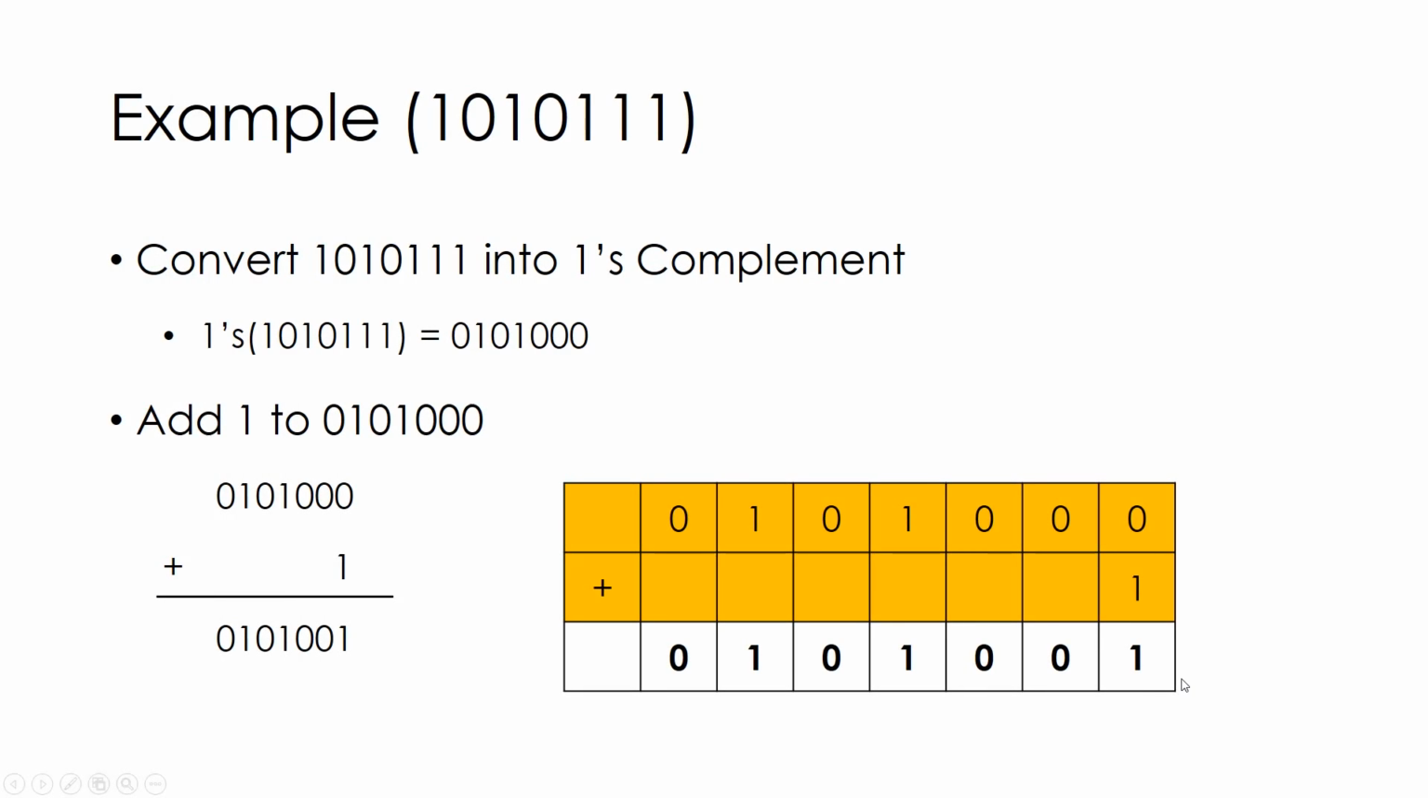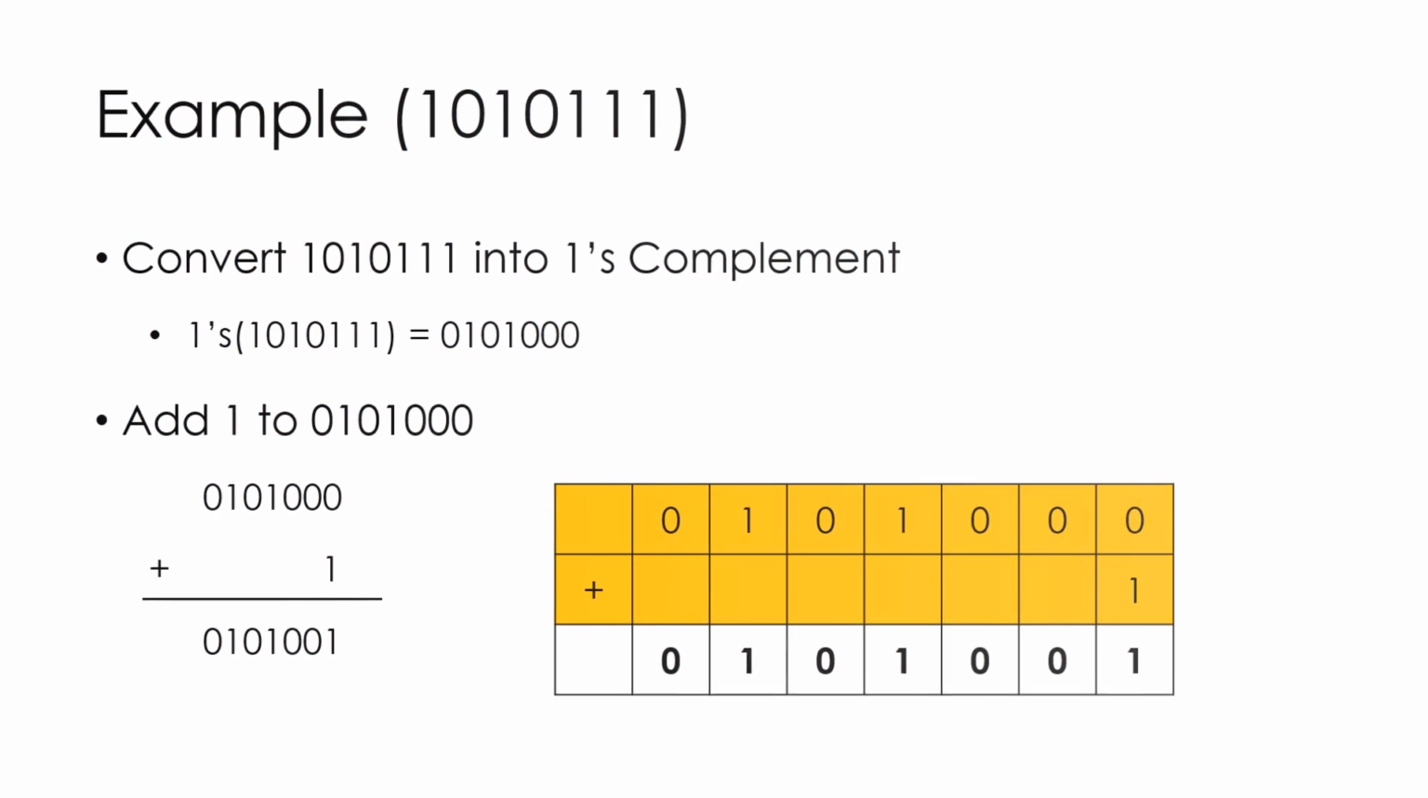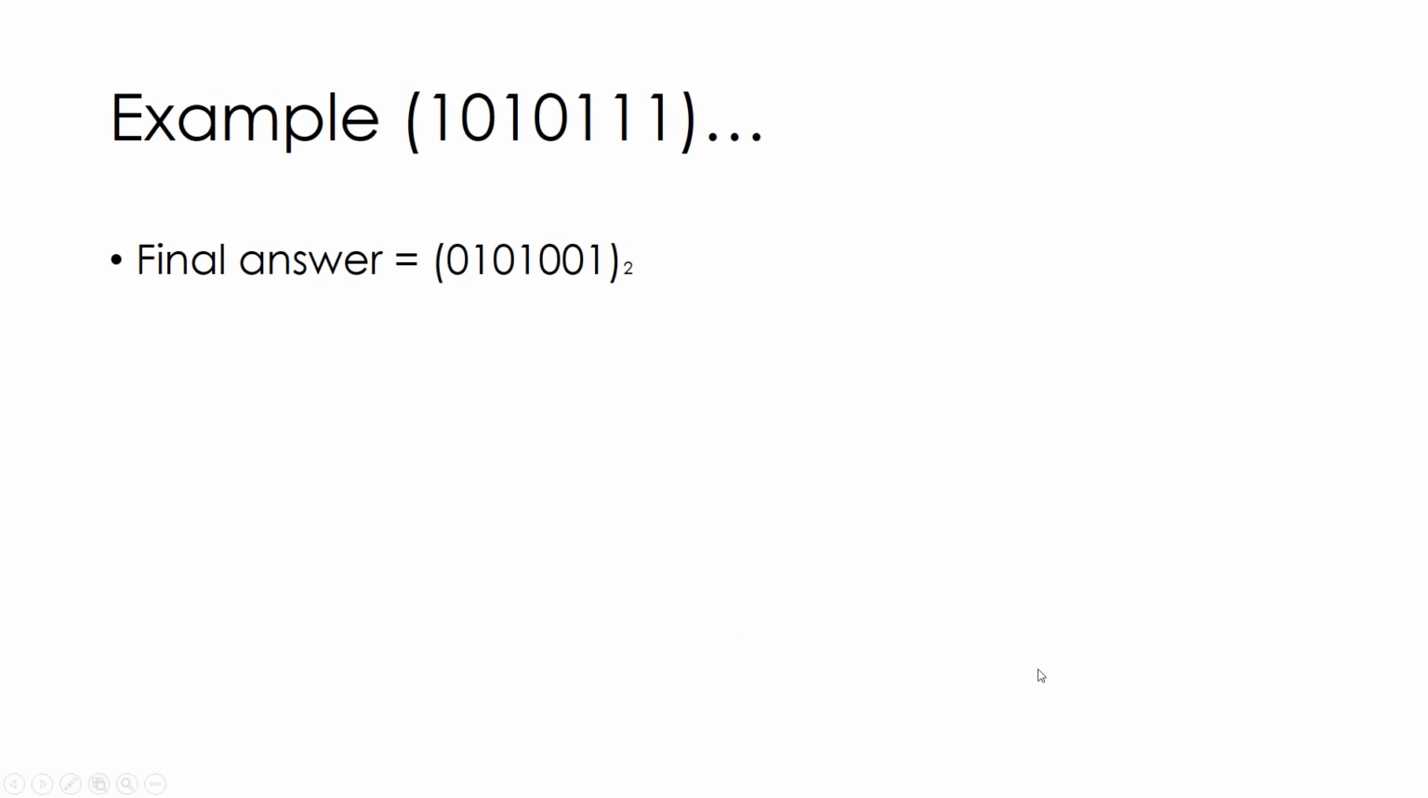We need to convert 1010111 into 2's complement. So our very first step would be to convert it into 1's complement. So 1's complement of 1010111 is 0101000. Now the next step is to add 1 to it. I have shown here on the left side as well as in the table given, we have performed an arithmetic binary addition. Our number 1010111 has an equivalent 2's complement, which is 0101001. Thank you.